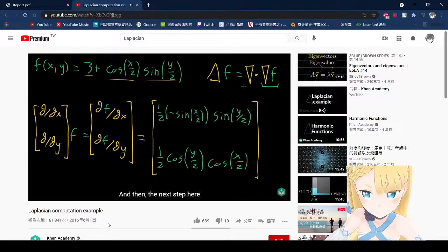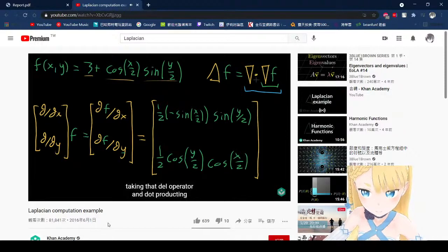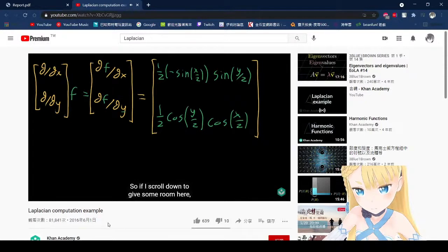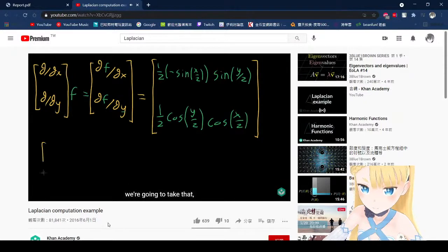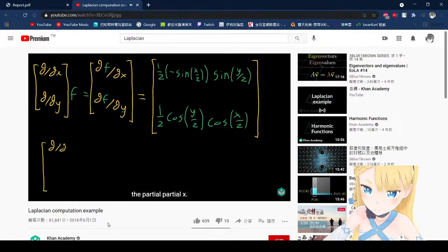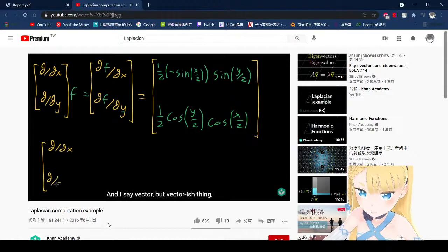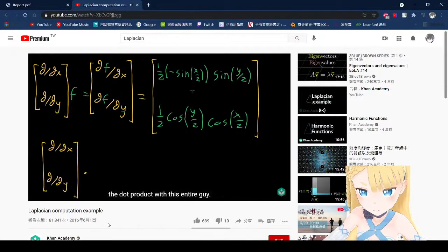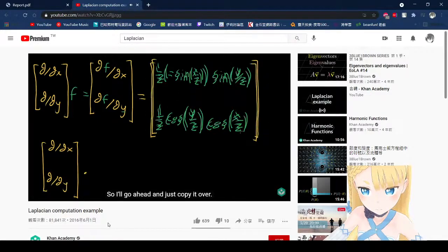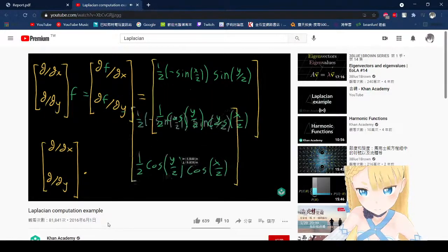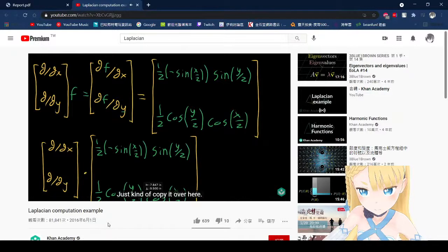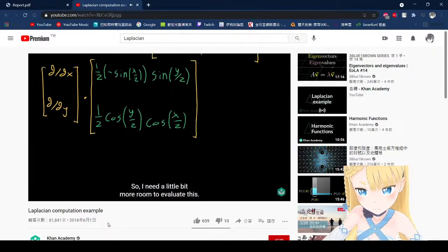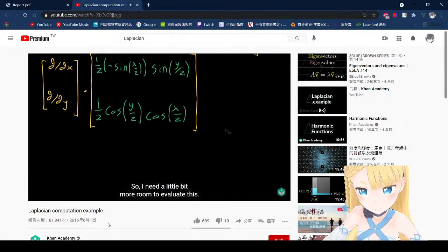And then the next step here is to take the divergence of that. So with the divergence, we're going to imagine taking that del operator and dot producting with this guy. So if I scroll down to give some room here, we're going to take that vector, the same vector, partial x, and I say vector, but vector-ish thing, partial y. And now we're going to take the dot product with this entire guy. So I'll go ahead and just copy it over here.